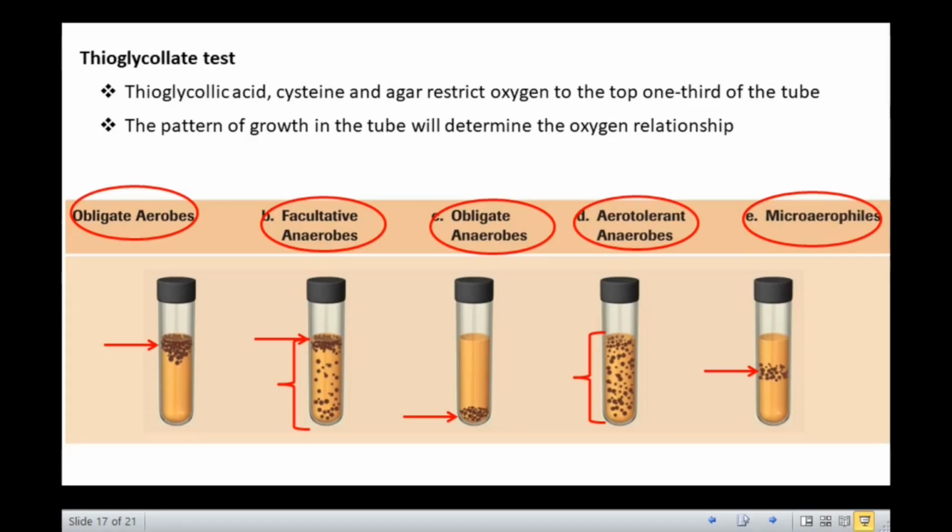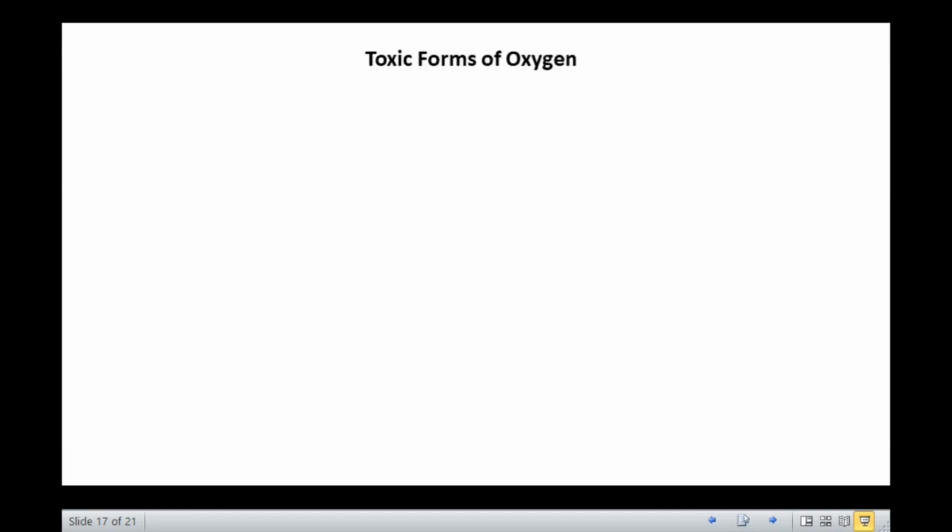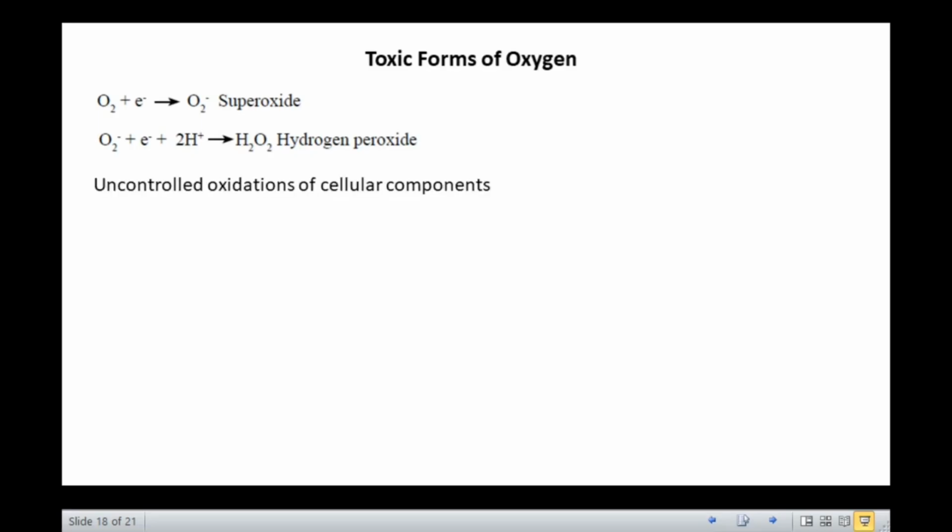All cells contain enzymes that can be damaged by reacting with oxygen, and any organism that wants to live in its presence must have methods to protect it. Oxygen will react in the cell to form 2 major toxic products, superoxide and hydrogen peroxide. It is these molecules that can potentially wreak havoc on a cell by causing uncontrolled oxidations of cellular components.